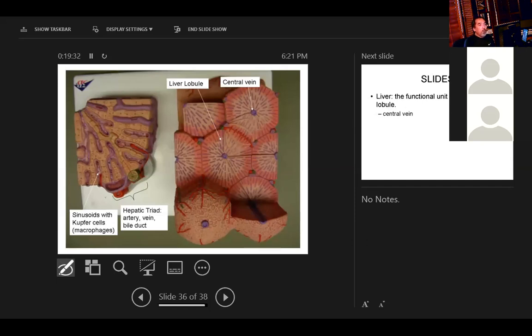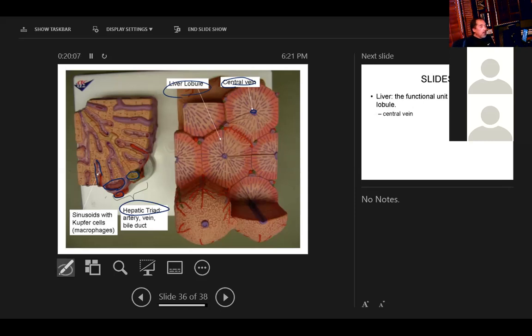Okay, we call it lobules. In the middle, it's called central vein. Okay, then we have the arteries, hepatic artery, hepatic vein, and the bile duct. It's called the hepatic triad. Okay, and then there's going to be sinusoids inside here. These are vessels that are sinusoids. Remember, sinusoids are bigger pores, and there's macrophages inside them.